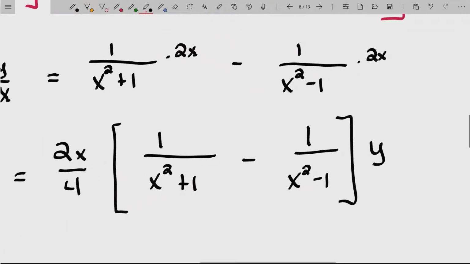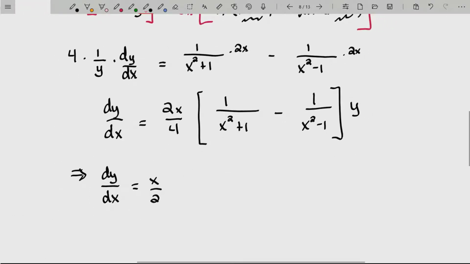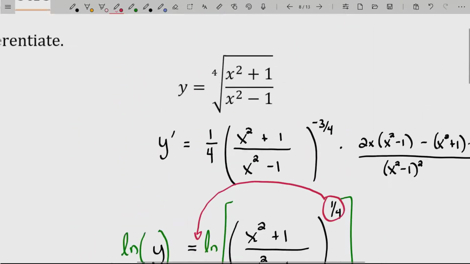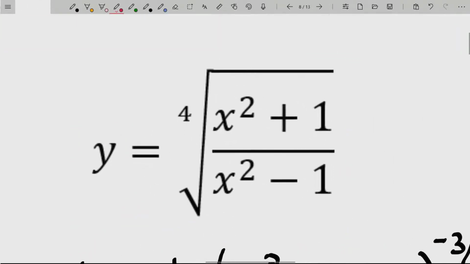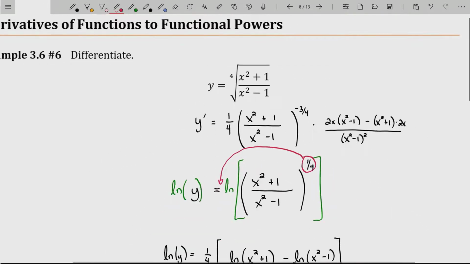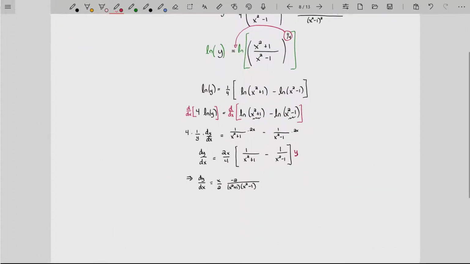Finding the common denominator, which is x squared minus 1 times x squared plus 1, it'll reduce down to the following. You could double check my mathematics on that, but that is absolutely correct. And finally, this value of y right here, we know what y is. We started by knowing what y was. y is just the 4th root of x squared plus 1 over x squared minus 1. So that's what I'll trade that out for.